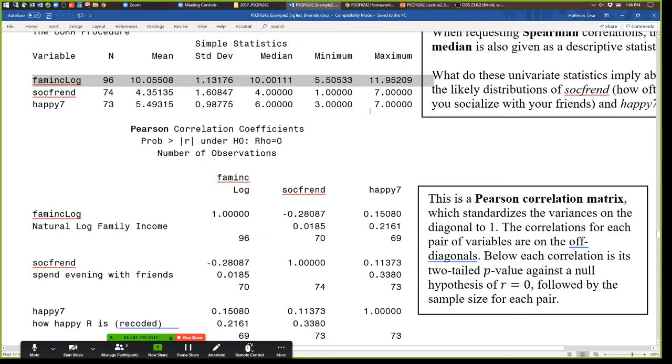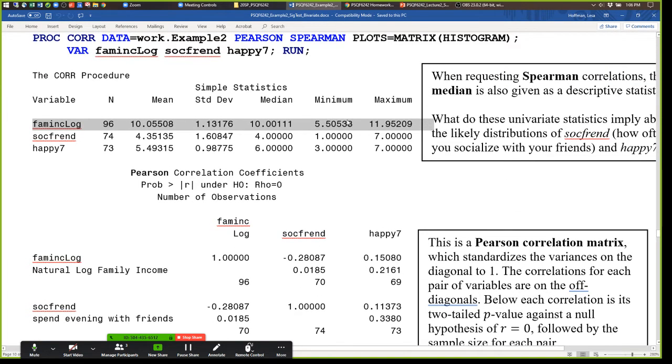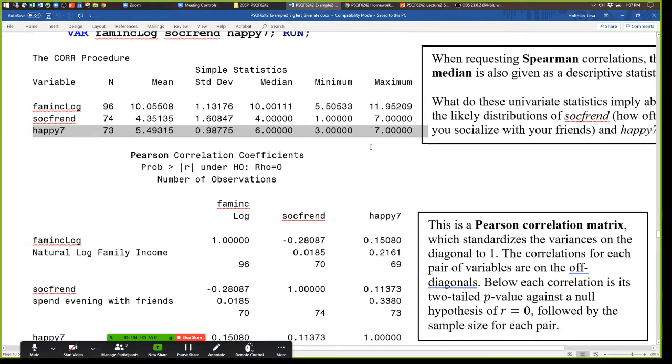So I have a variable of income here that's an actual number. It's income in log $1,000. I have how frequently you socialize with your friends on a scale of 1 to 7, where these are just labels, right? They're not real numbers. But you can say that 1, whatever response goes with that is the highest or the lowest. 7, whatever answer goes with that is the highest. And the same thing with happy here. This was supposed to be a 7-point scale, but no one agreed that they were unhappy, so it goes from 3 to 7.